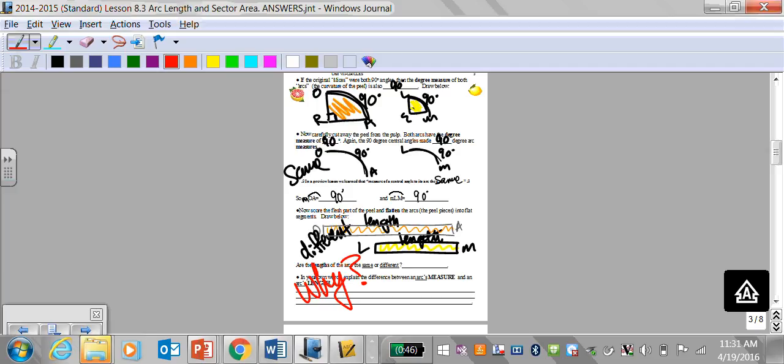Ready? Excellent. I actually want you to answer this. It's part of your sign-off. I want 1 to 2 sentences right there. How can the measures be the same, but the lengths be different? Swing into your team. Start talking. Go.